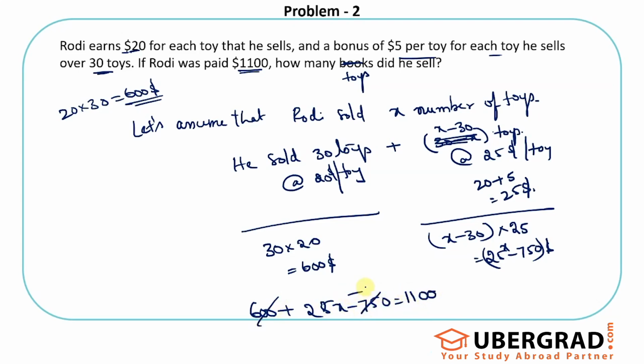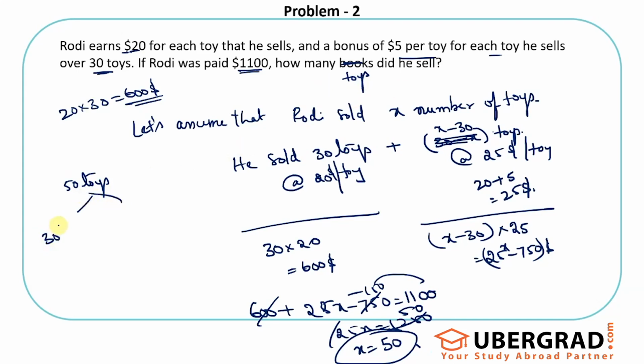So this will be minus 150, that goes that side. So 25x is equal to 1250. 25 5s are 50, so it is 50. So if Rodi sells 50 toys, I'll just explain it again with numbers, right? 50 toys on the whole.